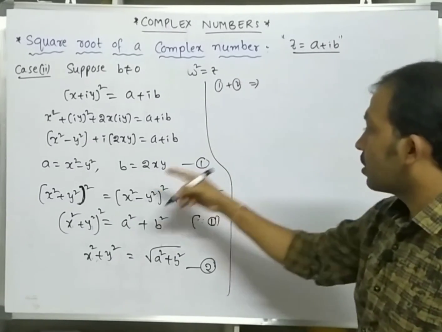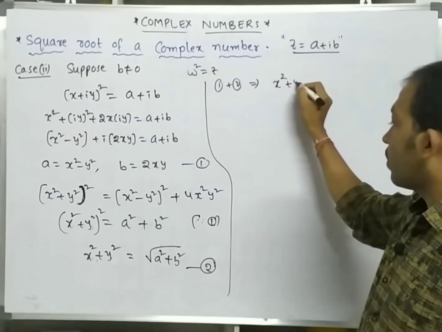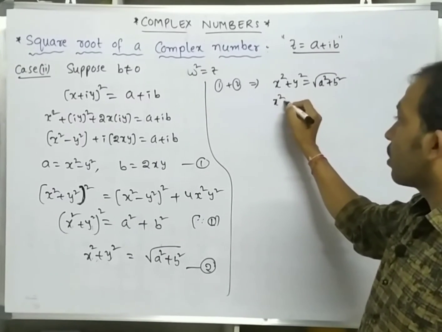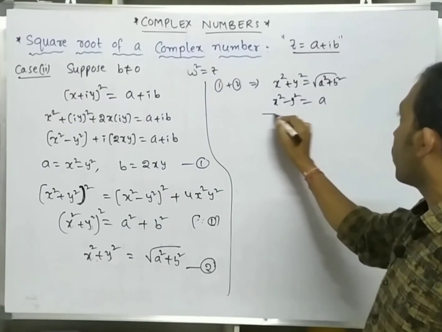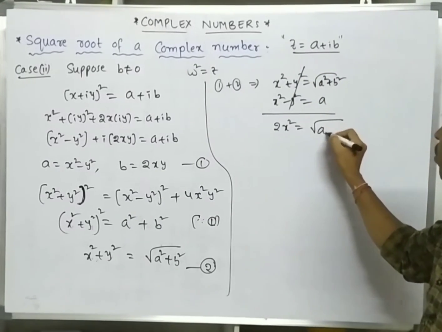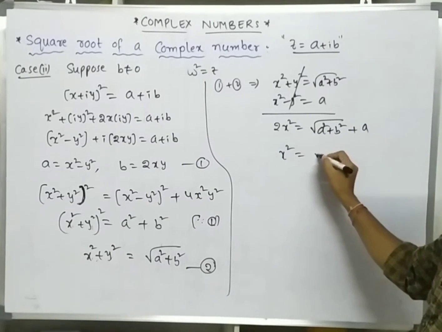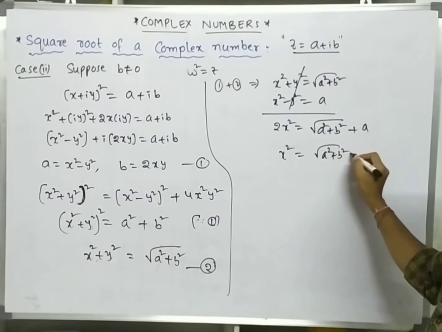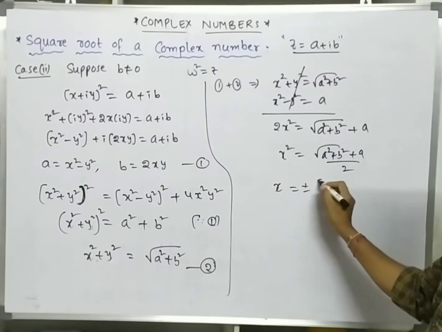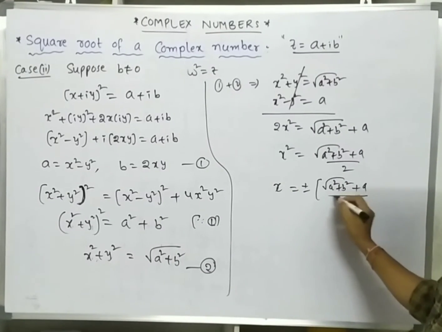We will get x square plus y square is equal to root a square plus b square, and x square minus y square is equal to a. These two get cancelled. 2x square is equal to root a square plus b square plus a, and x square is equal to root a square plus b square plus a by 2. So removing the square, we will get x is equal to plus or minus root of a square plus b square plus a by 2.